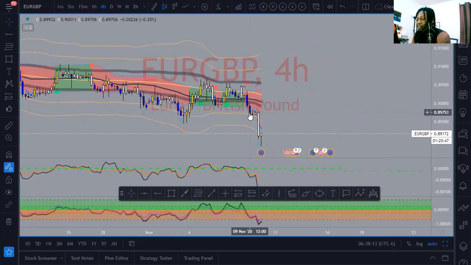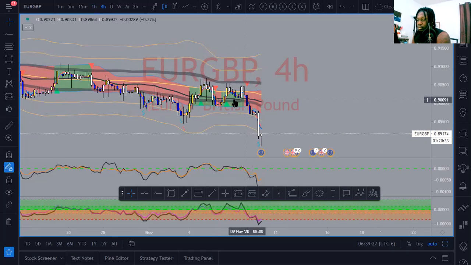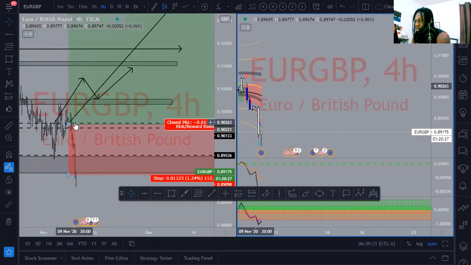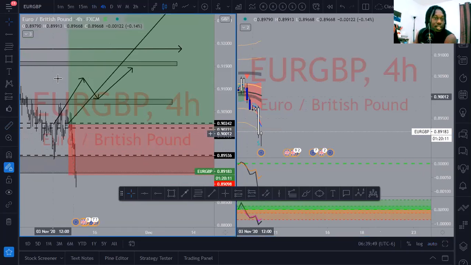So I could have gave y'all... Let me go to the 4 hour real quick. Instead of trying to figure out what the stop loss would have been, the entry was right here. Entry was right above here where this candle even started to drop. So instead of having a 112 pip stop loss, I could have afforded to give us a 60 pip stop loss, which is half of this. So I could have saved us half of losses occurring, but hey, it just be like that sometimes.